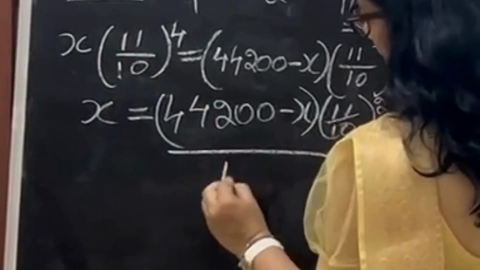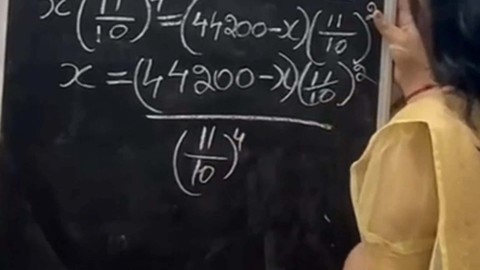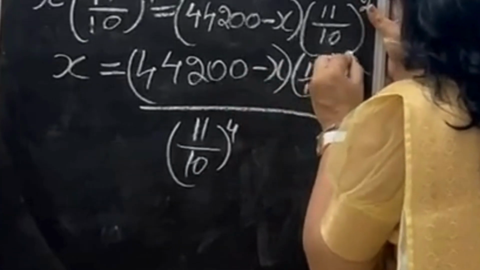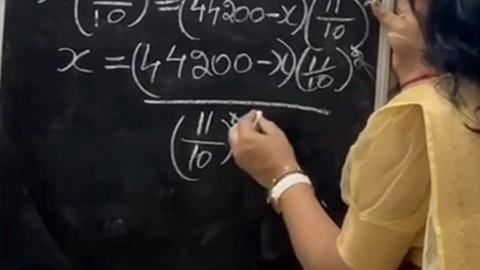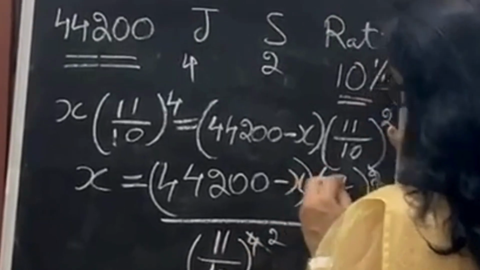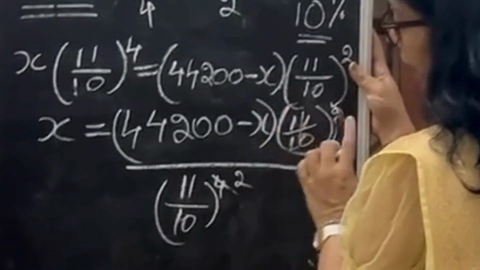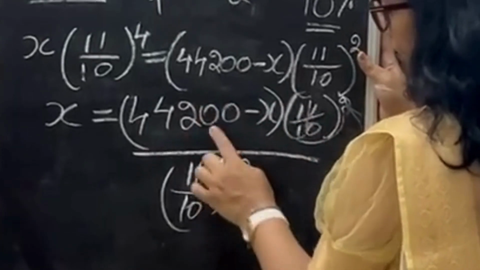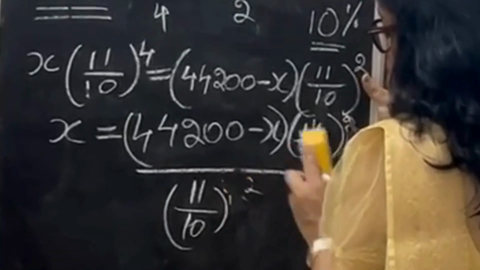Divided by 11 by 10 to the power of 4. Okay. So now if you remember the exponents chapter, I am doing exponents. 4 minus 2 is 2. So this will be 2. Okay. So now this is gone. This is completely gone to the power of 0, so this becomes 1. So this is gone. Only these two are left, and this will be power of 2 here.